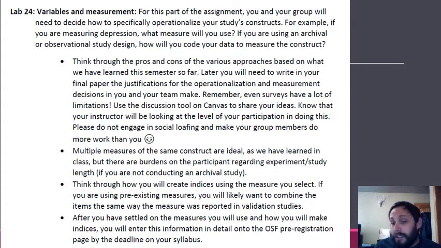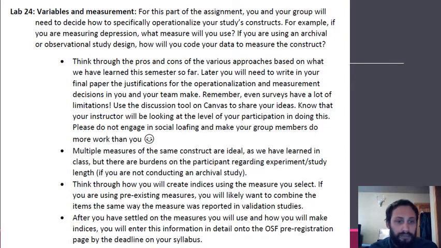However, it's important to keep in mind, and this is something I deal with a lot with youth populations, that you don't want to burden the participant too much. So a max of 1 to 2 measures per construct would be ideal.